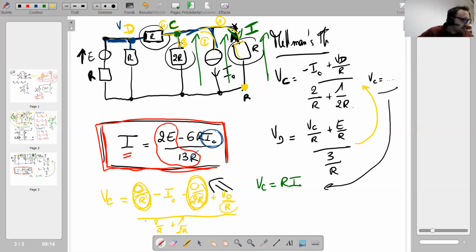Millman is the fastest method you can use in such circuits, but it's a big source of mistakes, or sometimes you miss some branches, so you really have to pay attention to this theorem. But if you know how to apply it correctly, then you go straight to the result in no time.